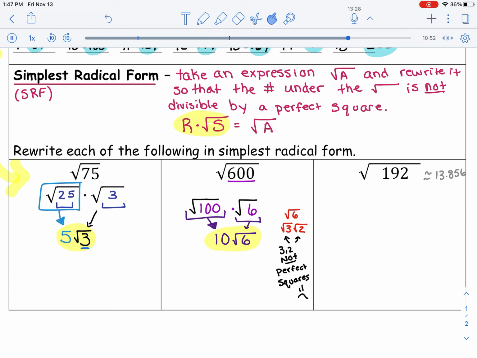So I'm going to come up with two numbers whose product is 192. Let me try the number 4. I want to know, does 4 times anything equal 192? And why, yes, 48. So we know that the square root of 4 equals 2. So I really have 2 times the square root of 48.